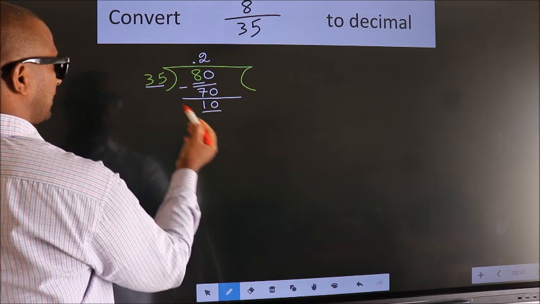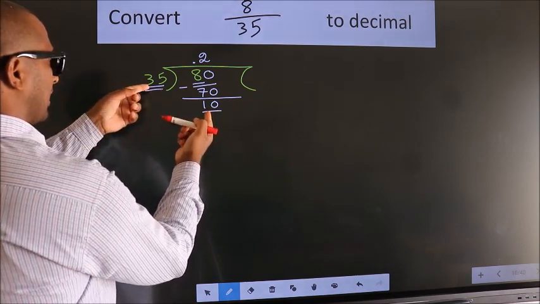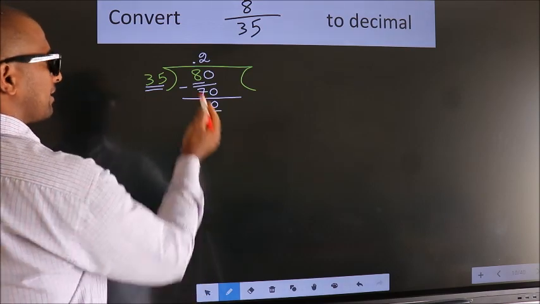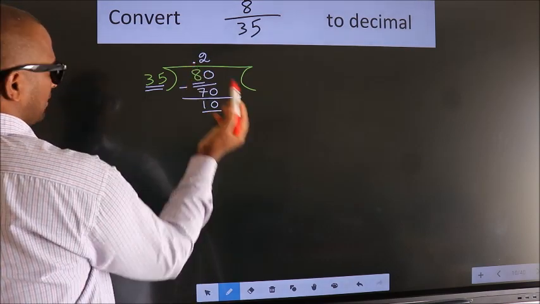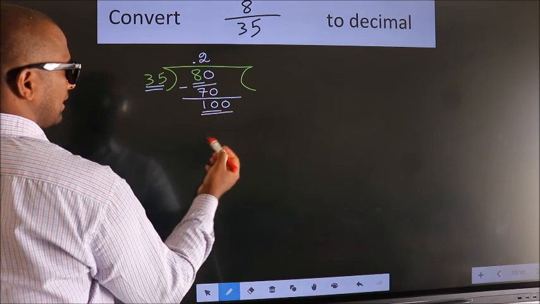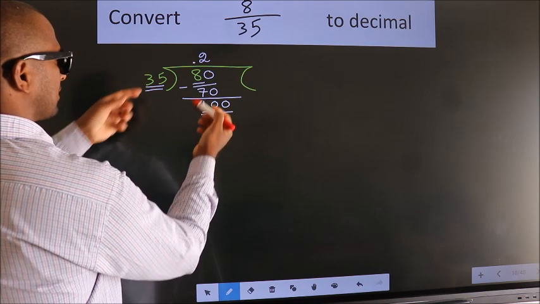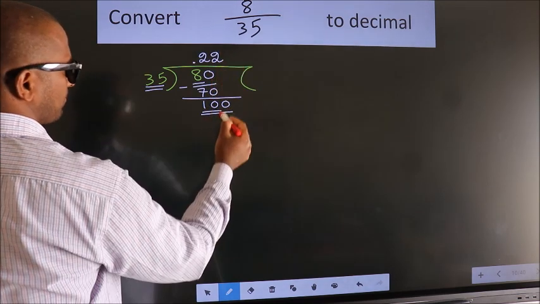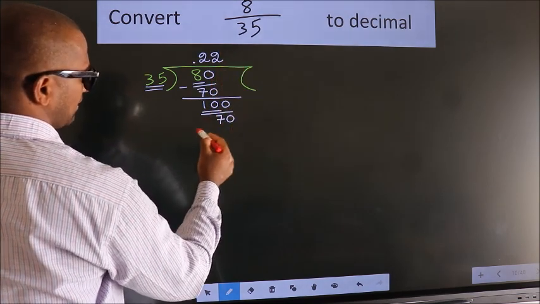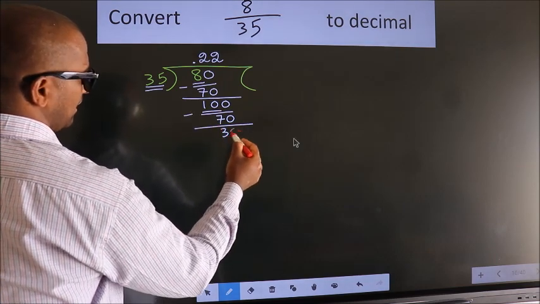Here we have 10, here 35. 10 is smaller than 35, and we already have the decimal, so we can directly take 0. So 100. A number close to 100 in the 35 table is 35 twos, 70. Now we subtract, we get 30.